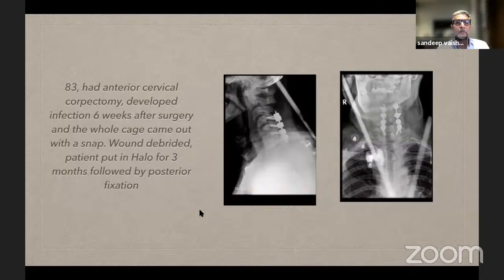So we debrided the wound, and I used Stimulan granules, which are antibiotic soaked, and continue to release antibiotic there for 4 to 6 weeks. And after six weeks, they disappear. So we debrided the wound, put the patient in a halo for 3 months, and then we did a posterior fixation with C4, 5, 6 lateral mass and C7 pedicle screw.